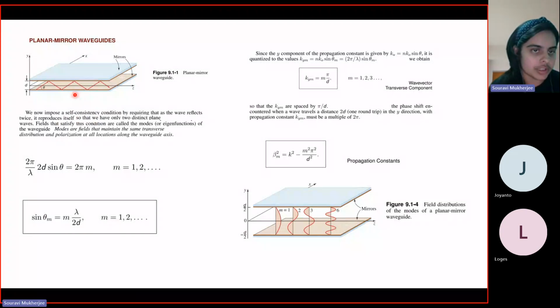Otherwise, if this condition does not hold, then those kinds of modes or waves cannot propagate through the waveguide, right? So now if you want to write this mathematically, what do you say?